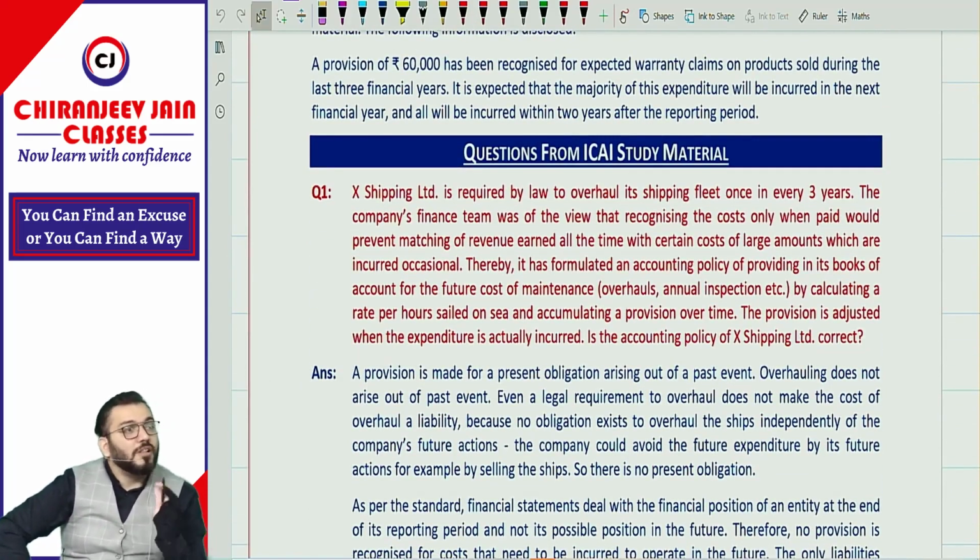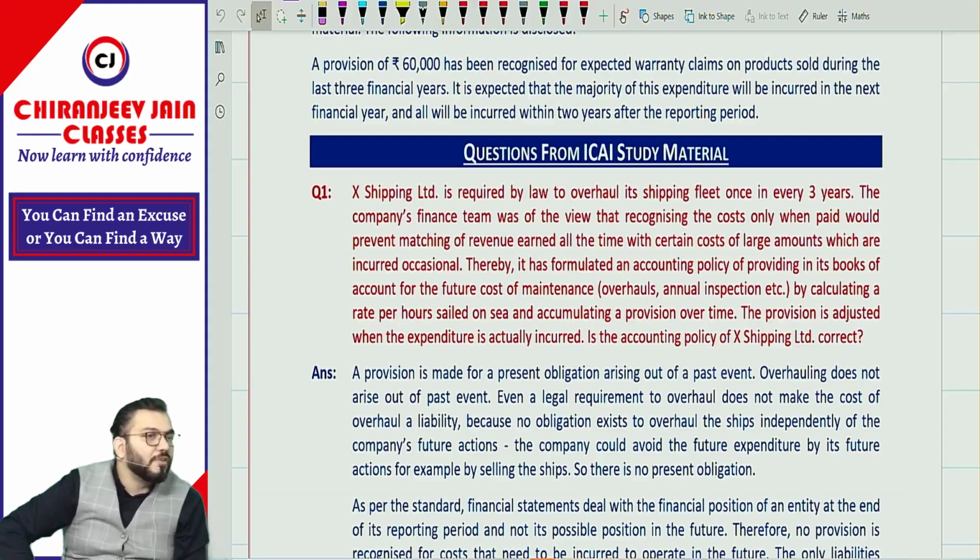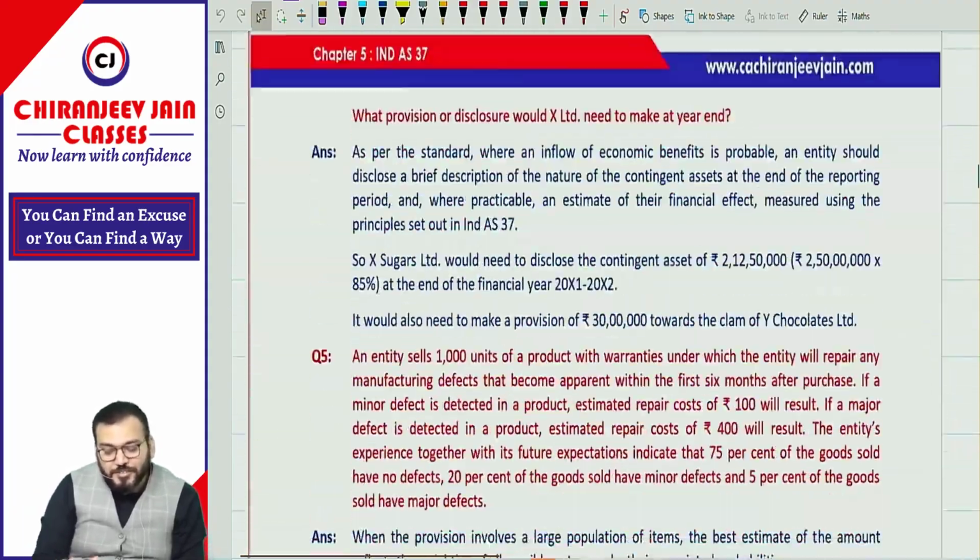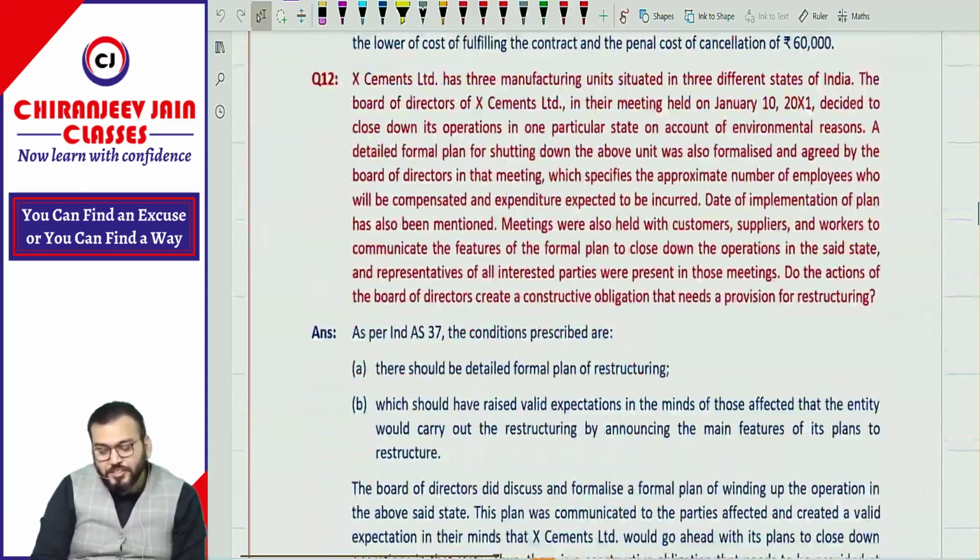So it means all the questions till now in the revised study material are incorporated here. Question from ICA study material. Correct. Then after this, what is given? Let's see. Question from ICA study material.